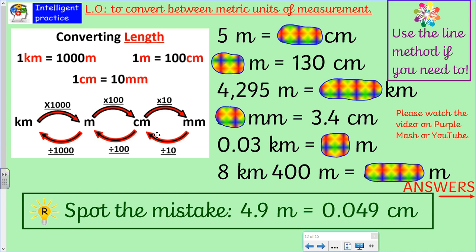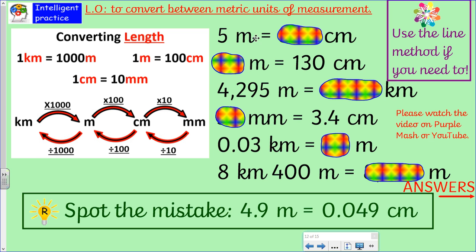So this is your next and final intelligent practice. This is about converting length now. I've got this up here to help you. 1 kilometer is 1,000 meters. 1 meter is 100 centimeters. 1 centimeter is 10 millimeters. You've got your little diagram there, so just use that to help you follow it through.